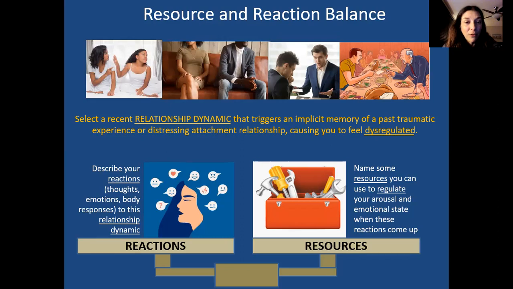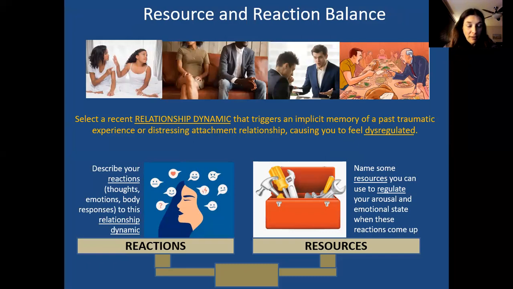So select a recent relationship dynamic that triggers an implicit memory of a past traumatic experience or distressing attachment relationship, causing you to feel dysregulated, right? So like I said before, let's say if someone starts to remind me of my mother, I start to get more reactive, more edgy, more irritable, because I'm reacting as if it's her. Let's say someone criticizes me, all of a sudden I'm back to a situation where my mother's criticizing me, okay? So that's an example of a relationship dynamic now that reminds me of a past relationship dynamic, and that's why I'm overreacting in the present.